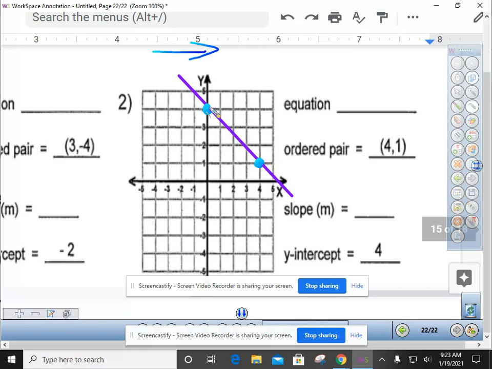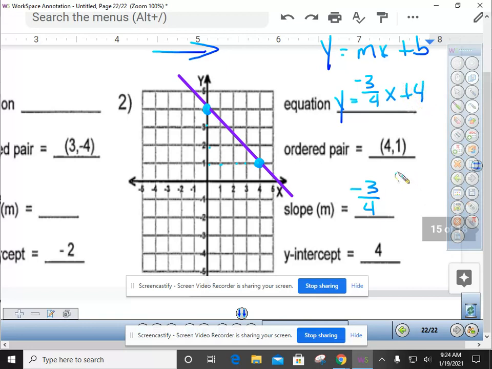Yes, ma'am. So now we're going to rise, but which way are we going? Down. 1, 2, 3, and then we run 1, 2, 3, 4. So our slope is -3 over 4. Awesome. Who would like to try the equation? Dalen, go. Y equals 4. No, -3. Plus. There you go.